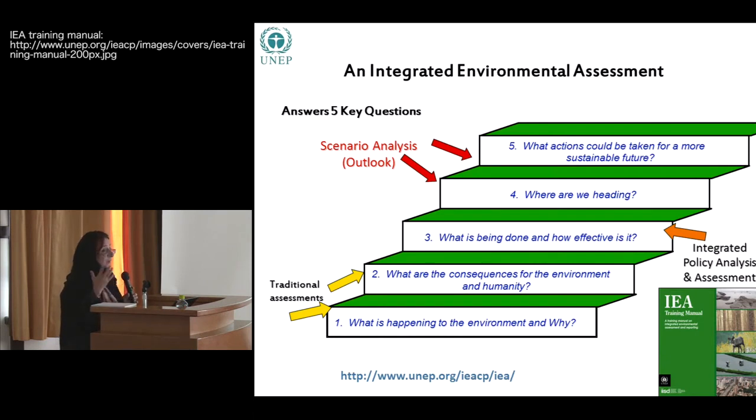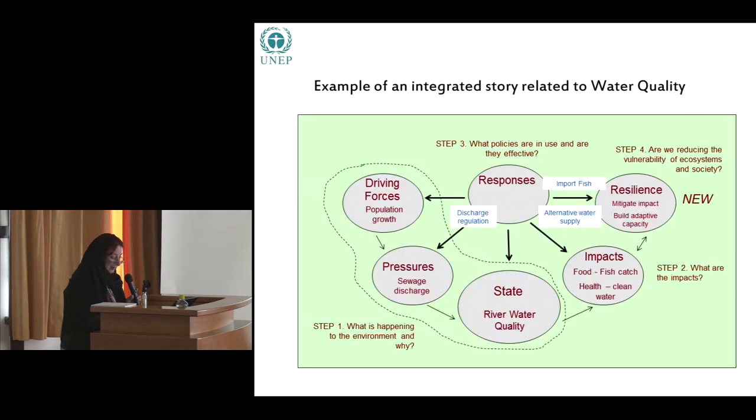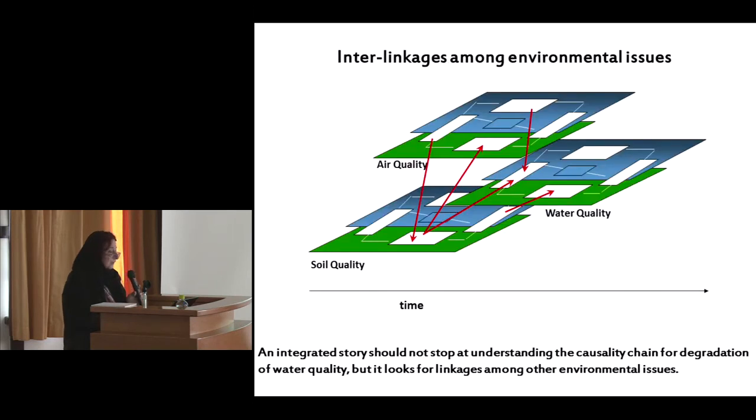The assessment is supposed to answer 5 questions. What is happening to the environment and why? This is the state, we call it. And what are the consequences? That means the impacts. And then what is being done? This is the response. And where are we heading? This is the scenario. And then in the end, what action can be taken? So we are not closing. And we are using what we call DPSIR. I left this presentation so everyone can use it.